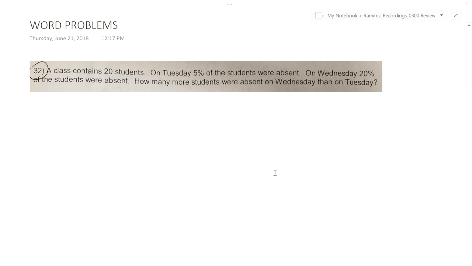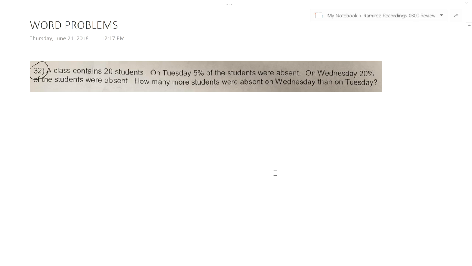Today we're going to be going over some word problems. Here we have the first one. A class contains 20 students. On Tuesday, 5% of the students were absent. On Wednesday, 20% of the students were absent. How many more students were absent on Wednesday than on Tuesday?